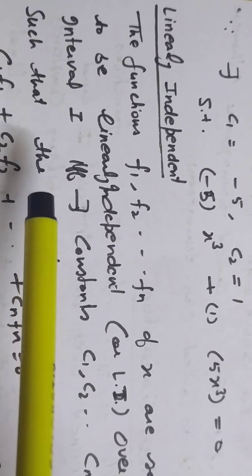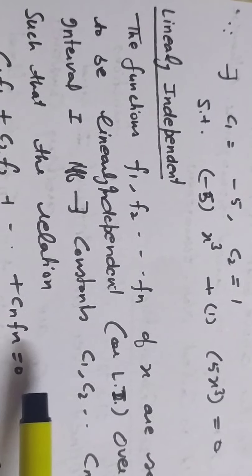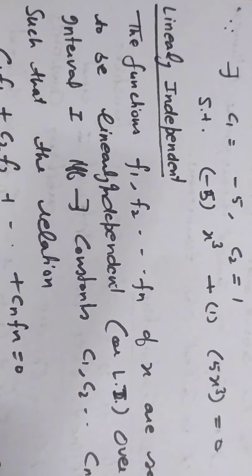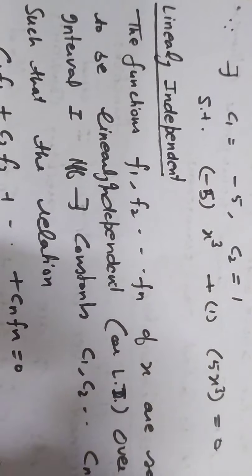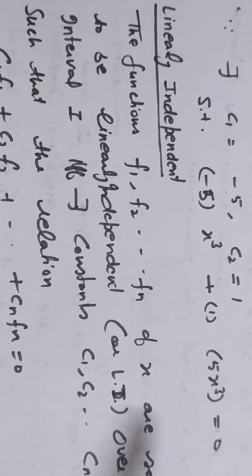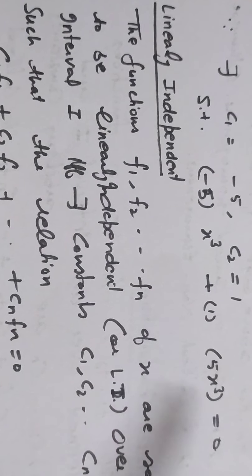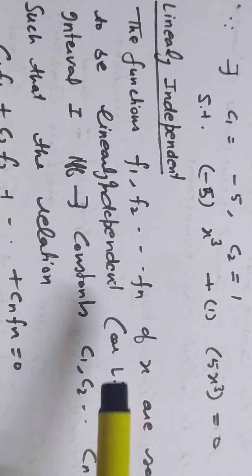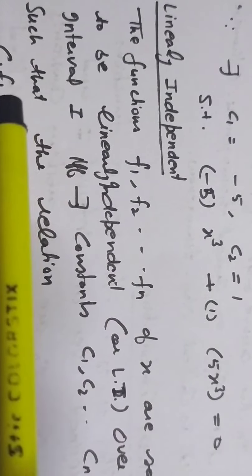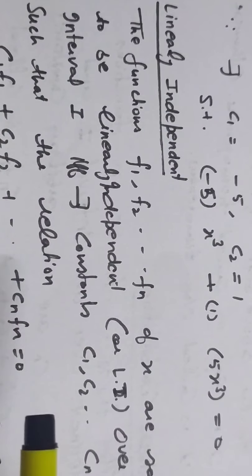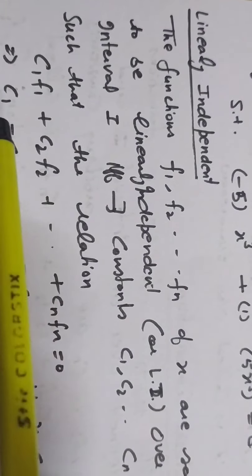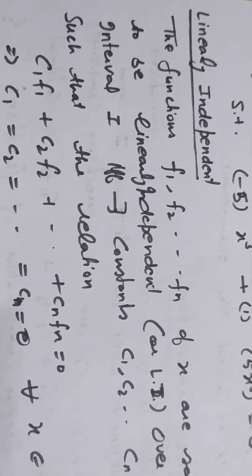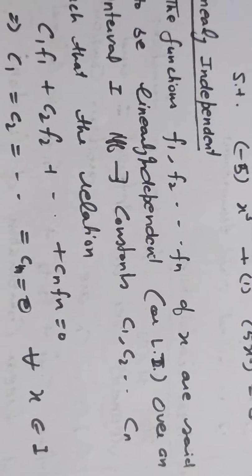You have to show that c1 f1 plus c2 f2 plus so on cn fn equal to 0 implies f1, f2, so on fn are linearly independent. In other words, the functions f1, f2, so on fn of x, a variable x, are said to be linearly independent (LI) over interval I if the relation c1 f1 plus c2 f2 plus so on cn fn equal to 0 implies c1 equal to 0, c2 equal to 0, so on cn equal to 0 for all x belonging to the interval I.